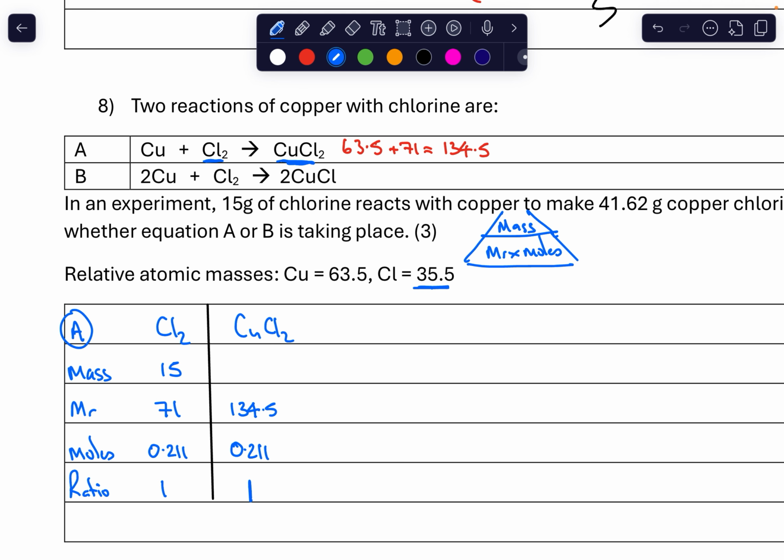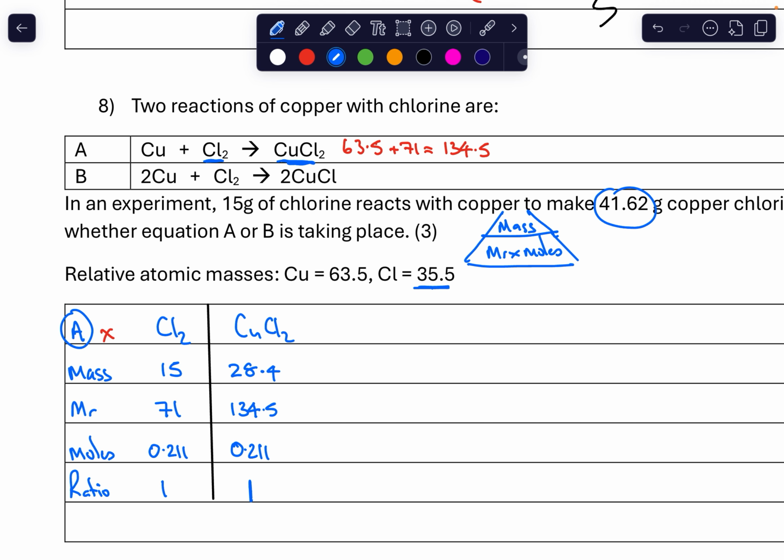And then all I have to do, I want to work out the mass. So my mass, according to this, is MR times moles. So it's MR times moles. So times that by 0.211. Okay, and we're getting an answer here of 28.4. Let's just check. It tells me it should make 41.62. That's not making the right amount. So this one, it's not reaction A. Let's just check and make sure it's definitely reaction B.